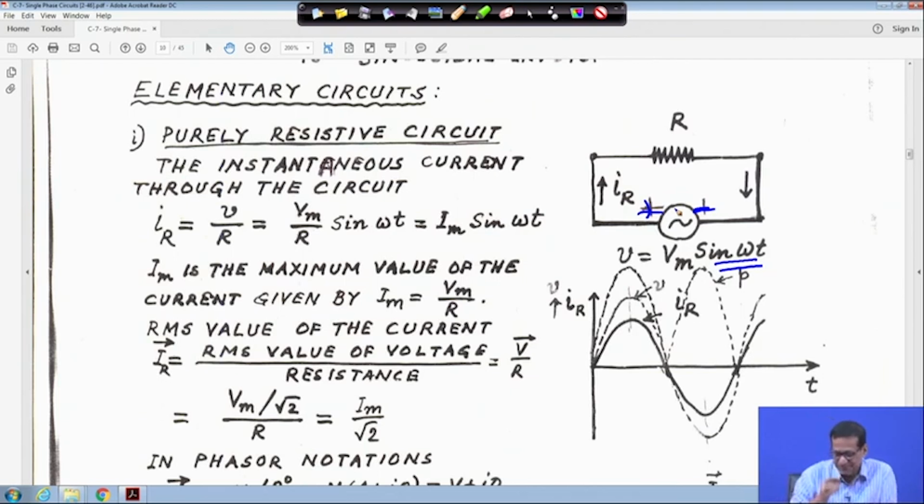In that case, generally we write IR is equal to V upon R, because the voltage V is equal to Vm sin omega t, and this is R, it is a resistive circuit. So V is equal to Vm sin omega t.